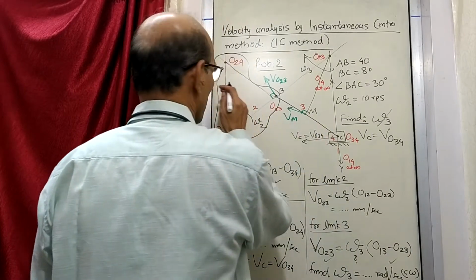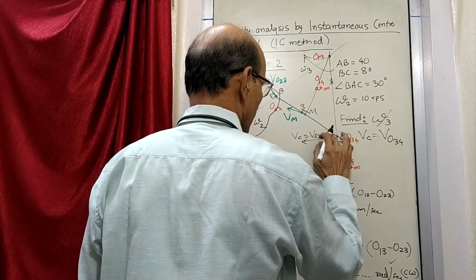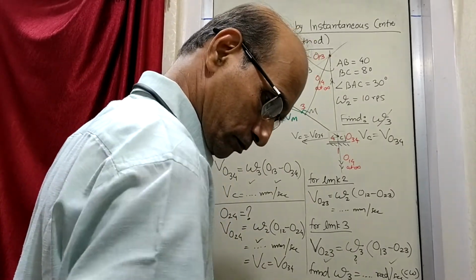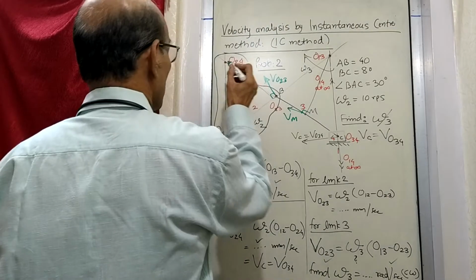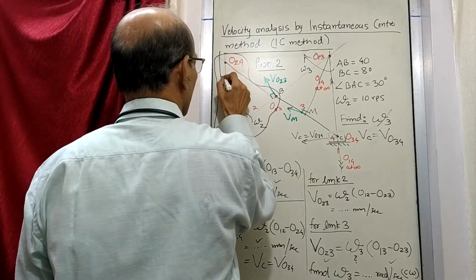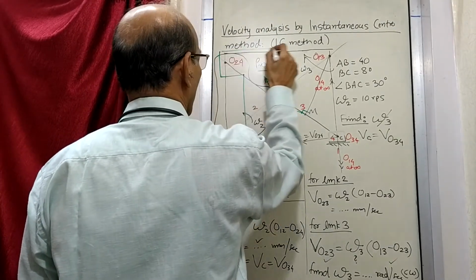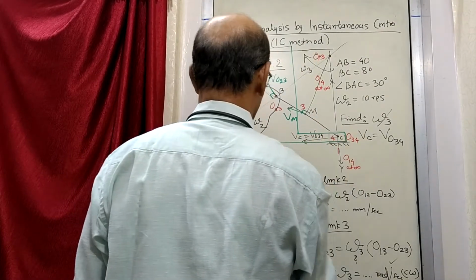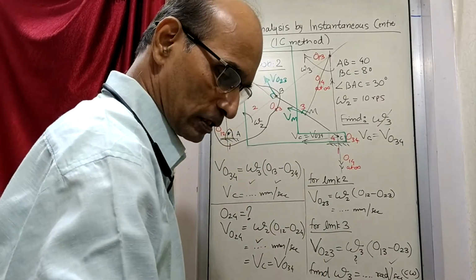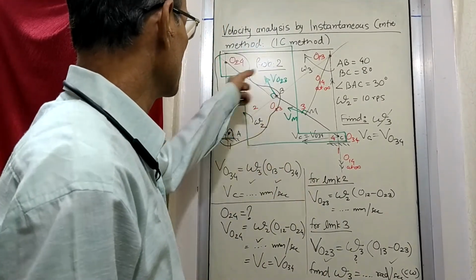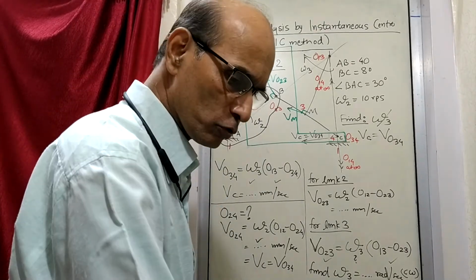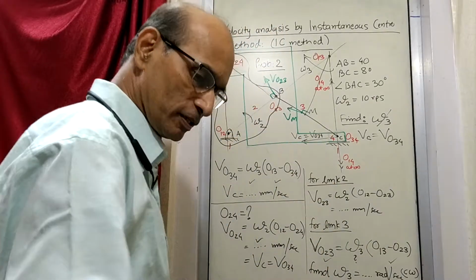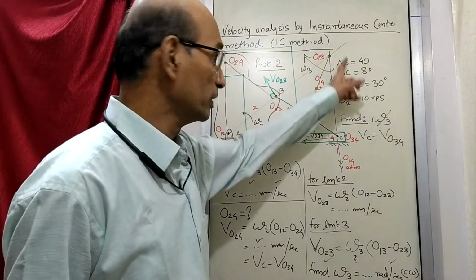Now I'll draw the shape of the box. Not like this, but some other shape. Which will be like this. So whatever is shown just now in green, that is the shape of the slider, which is fixed to link number 3 at this point. So no change in the geometry of the problem. The data is still valid.